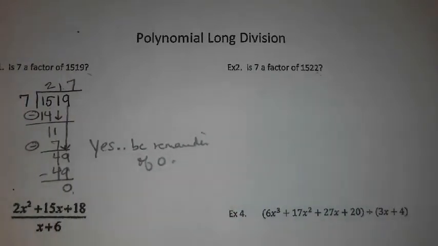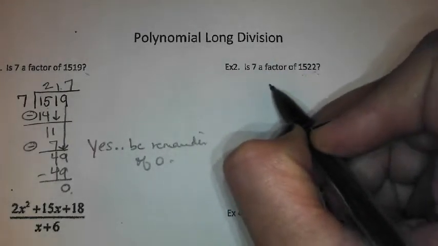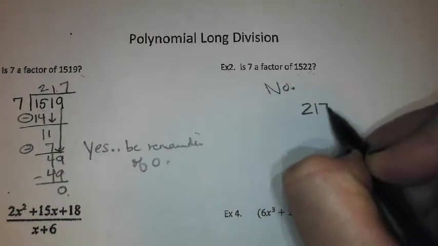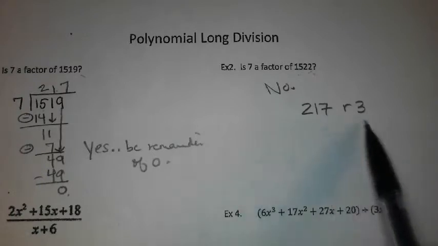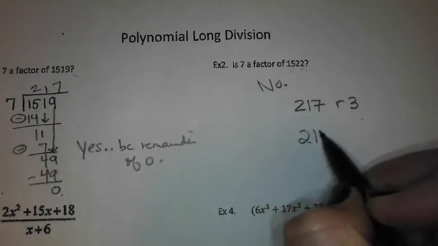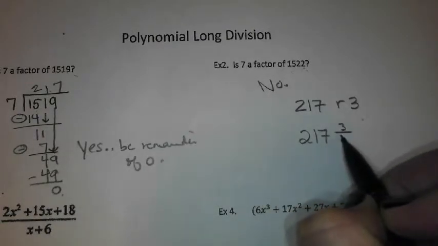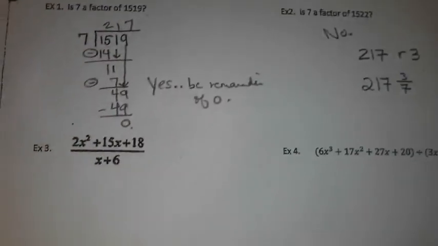Do you remember this? Okay. So I'm just going to put the answer. The quotient would be 217 with a remainder of 3. Do you remember elementary school when you first wrote it like that? Once you got older, how did you write it as a mixed number? 217 and 3 sevens. Do you remember doing that? Because the divisor was 7. Okay? So, a little refresher on long division.